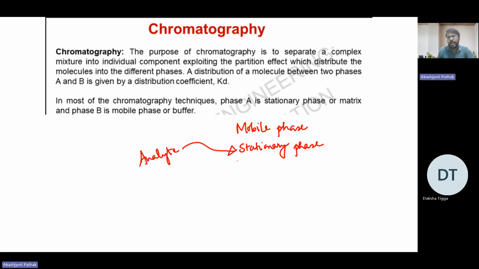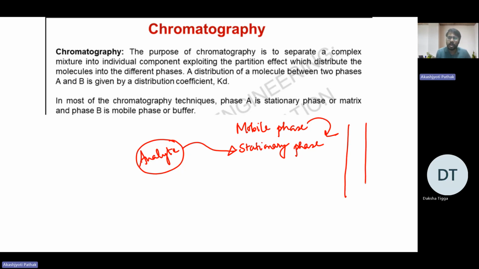Now, after your analyte has bound to your stationary phase, your mobile phase is passed. Now this analyte will have a particular affinity for the stationary phase, and it will have a particular affinity for the mobile phase. So if the analyte has more affinity for the mobile phase, then your analyte molecule will get eluted from the stationary phase. While if it has more affinity for the stationary phase, then your analyte will remain bound to your stationary phase. So for eluting the analyte from the stationary phase, you need to change the mobile phase. You need to increase the concentration of the mobile phase, or you need to increase the pH or the salt concentration of the mobile phase, so that you can purify your protein.